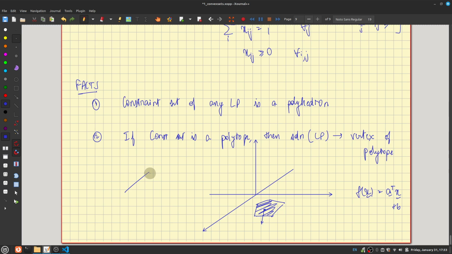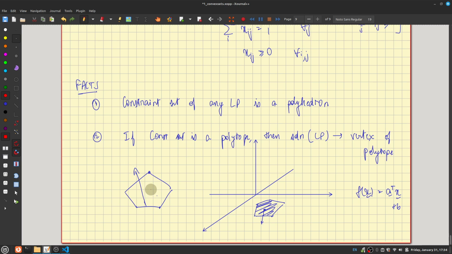Right? So let's assume that this is my constraint set, and the direction of the gradient is this direction. Okay? So in other words, from any point, if I move along this direction, then the function value keeps increasing. Where do you think the maximum is achieved within this constraint set? It will be at this vertex. This vertex will be the point for which the function value is the maximum.